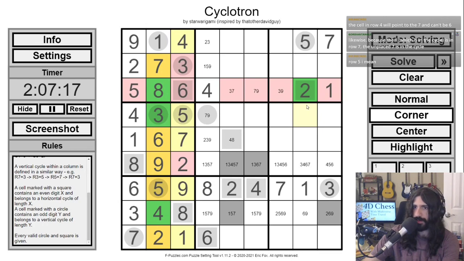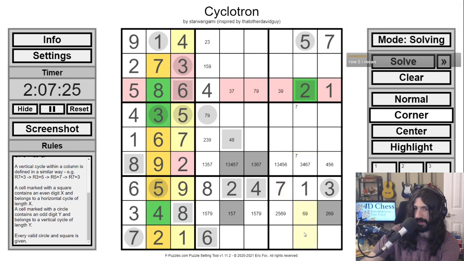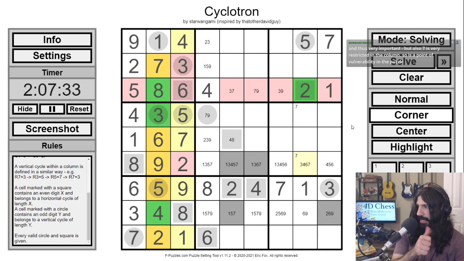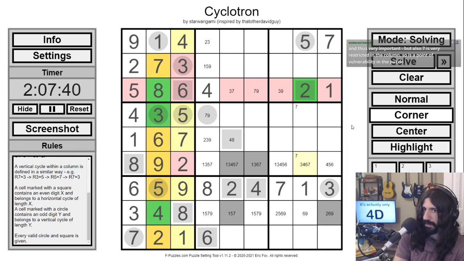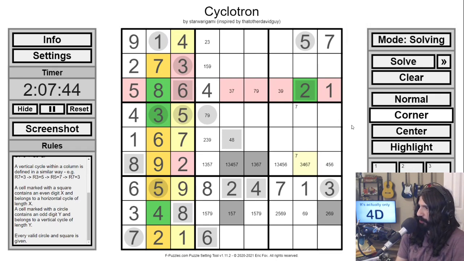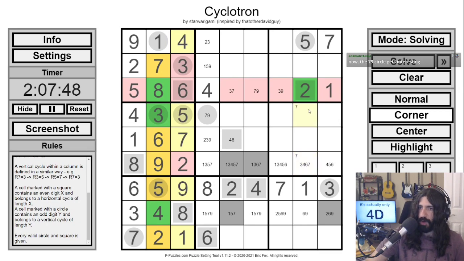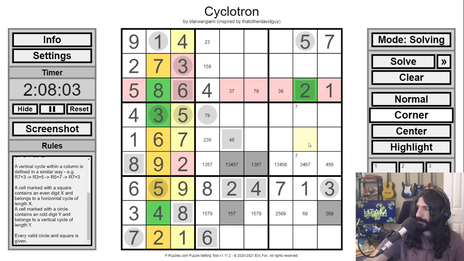Let's do the corner rules. Well, okay, also because of this. So the 7 is either here or here, and that's all. Because the 7 can't be here. Okay, I understand what you're saying. One of these two is a 7. I gotcha. Okay. The cell in row 4 will point to the 7 and can't be 6. Row 5, I mean, sorry. Unclear. The 7-9 cycle is now pretty interesting, huh? Row 5, not row 4. Row 5? Here?